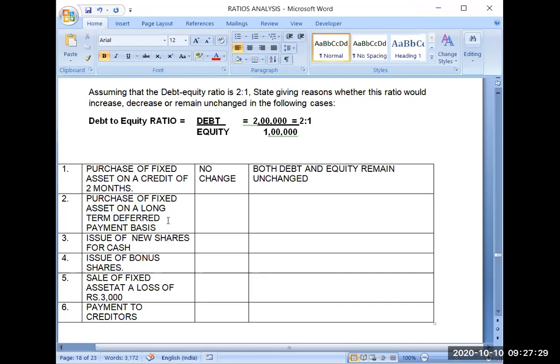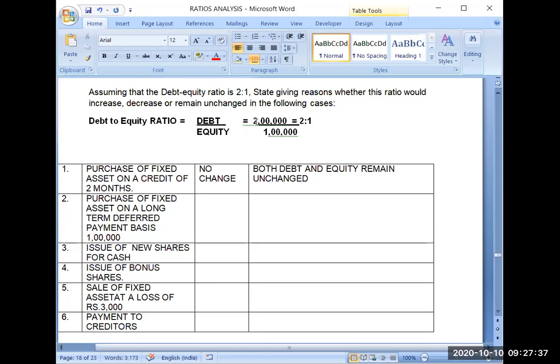Suppose if I take the formula, if I assume the amount 1 lakh, you can see it practically also. Then what will happen? My debt will become 3 lakh now due to this, and my ratio will become 3:1. You can see that practically also. So these are the ways to decide whether the ratio is improving or decreasing or there will be no change. So the answer is increase, because of what?